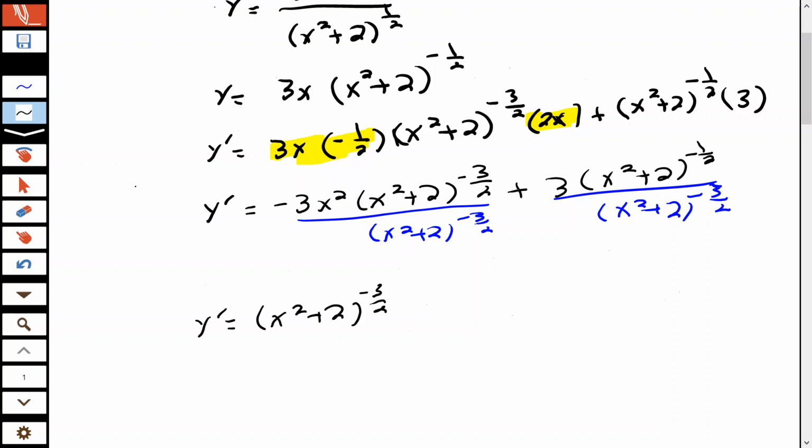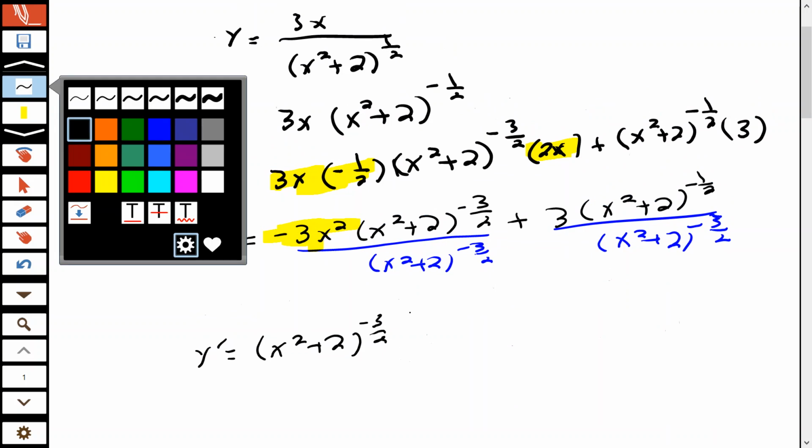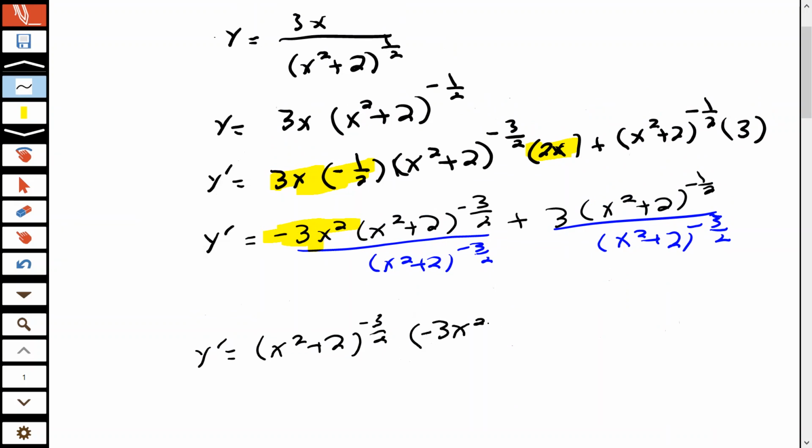So that leaves me now with the negative 3x squared there. So in the parentheses, negative 3x squared plus 3 times. So when I divide here, I need to subtract the exponent. So if I subtract negative 3/2, that's the same thing as adding 3/2, which is 2 over 2 or 1. So that's x squared plus 2 to the first power there.